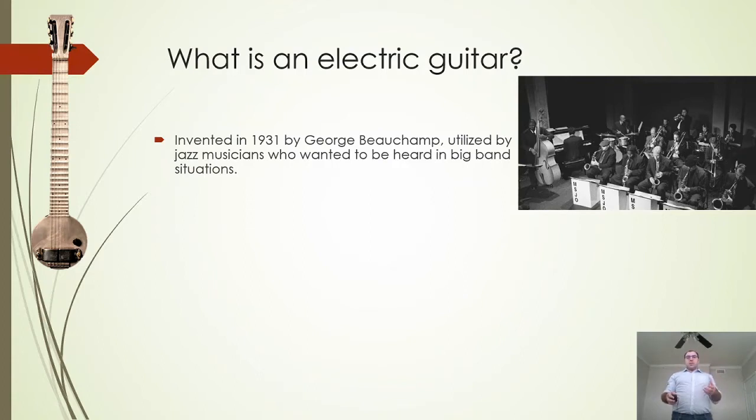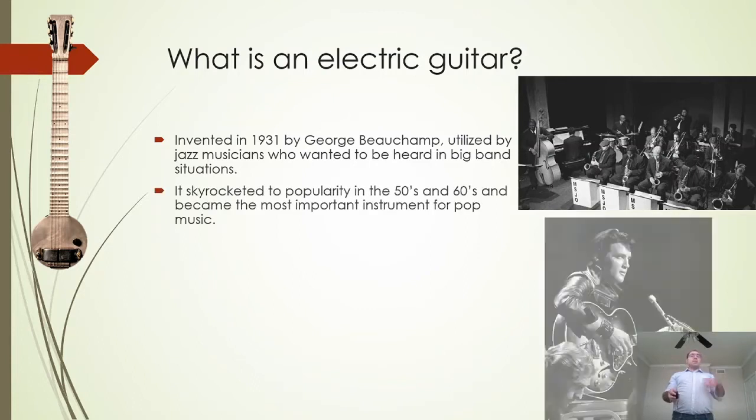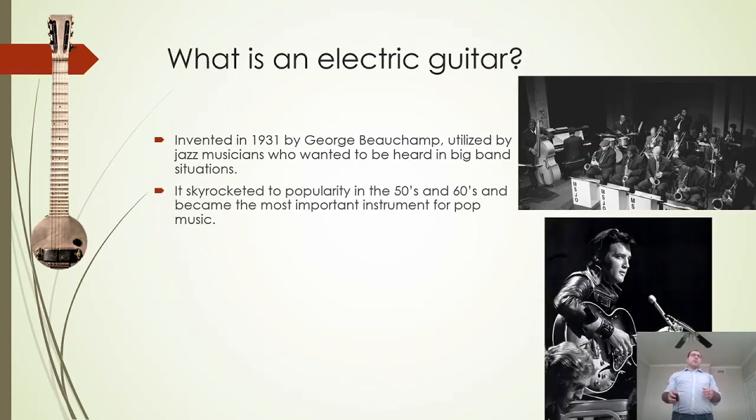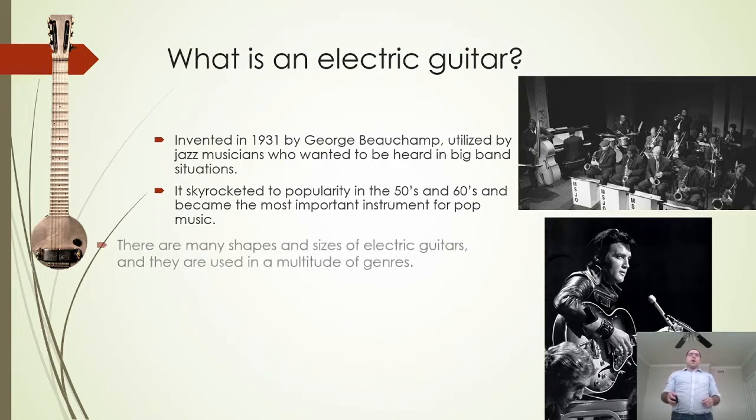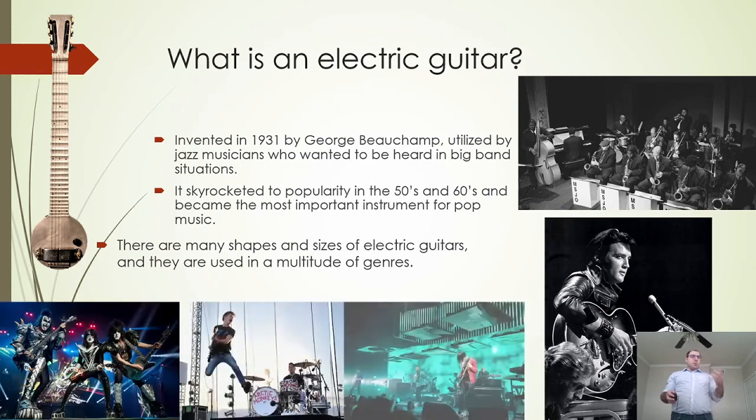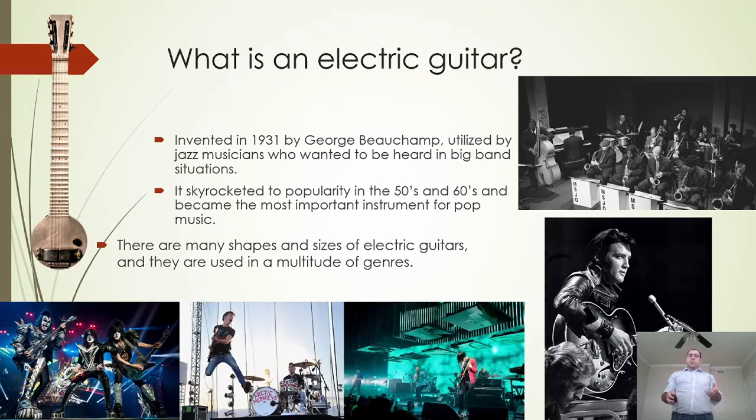In the early 20th century, big band jazz was very popular, but the problem was that acoustic guitars couldn't really be used in these big band jazz situations because they simply couldn't be heard over the brass and the drums. And so the electric guitar was invented. It skyrocketed into popularity in the 1950s and 60s by artists such as Elvis, the Beatles, Eric Clapton, and so forth. And currently there are all sorts of different shapes, sizes, colors, and functions for electric guitars, and it's used in a multitude of different genres.